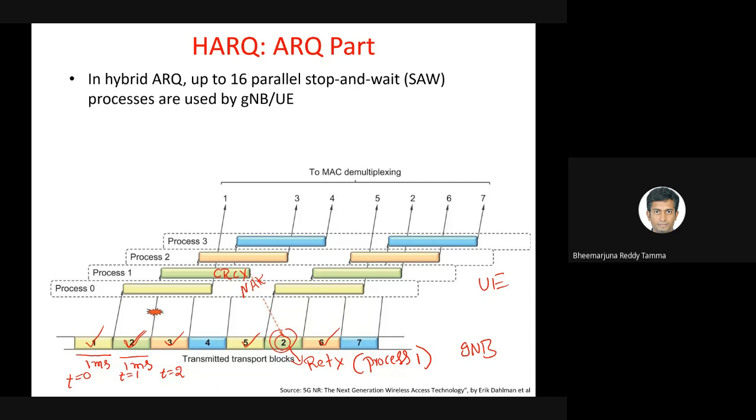So what I'm saying is, having multiple stop and wait processes is equivalent to having a sliding window protocol. Got it, sir. Understood. That's what I was saying, and also try to understand why we need to have more than one. So can somebody tell me what happens if I have only one stop and wait process? If I have only one, what is the thing that I will lose?